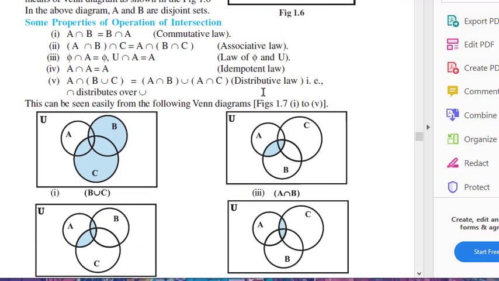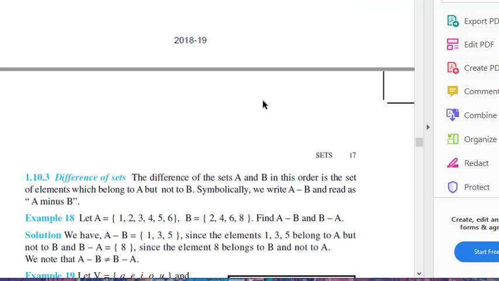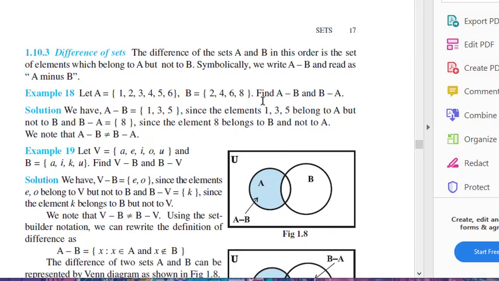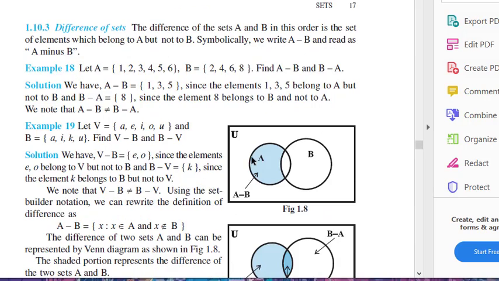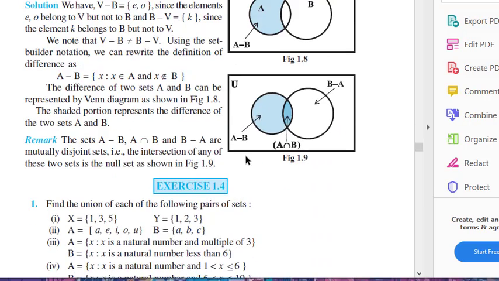Okay, so these are a few properties of union of sets and intersection of sets. Now, difference of two sets, as we discussed: the difference of A and B, A minus B, in this order, is the set of elements which belong to set A but not to B. Okay, so A minus B we have discussed, B minus A we have discussed.